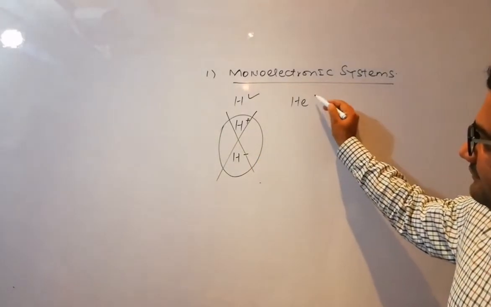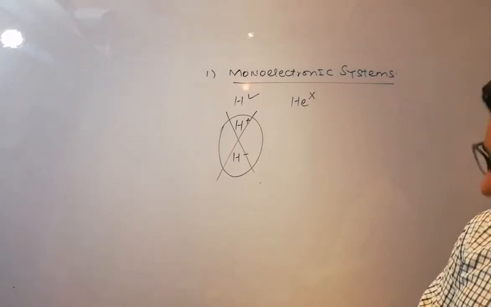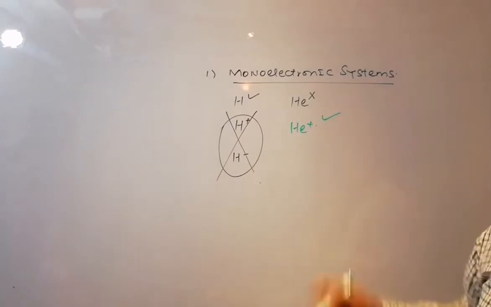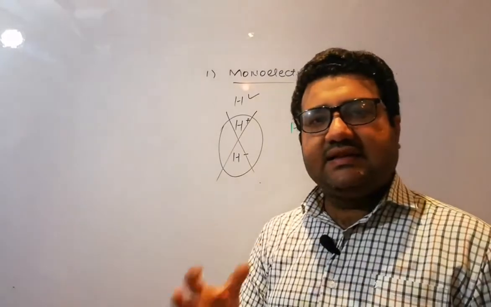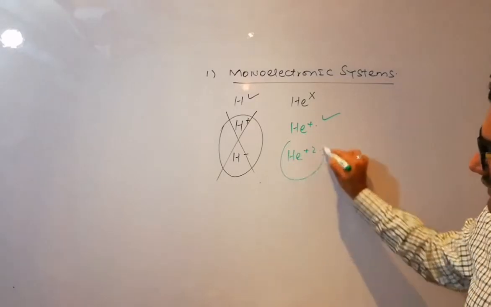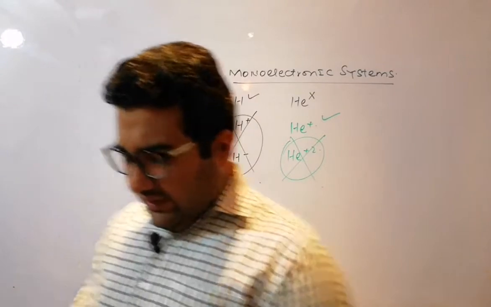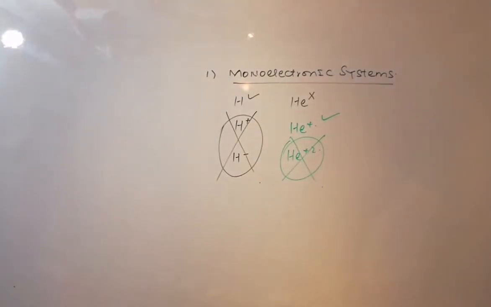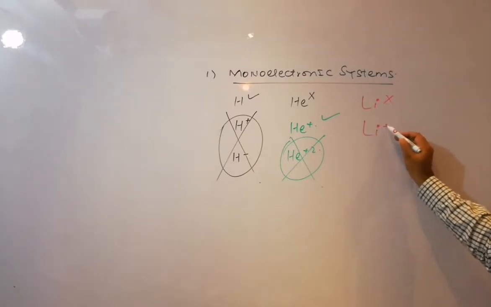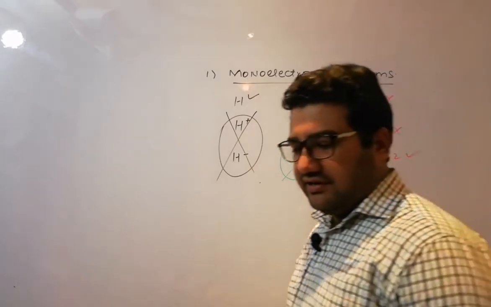What about helium? No, because it is having two electrons. But what about helium positive? Yes, the Bohr model deals with it because it has only a single electron in it. But if you say He plus 2, alpha particles, these are not explained by Bohr's atomic model. Similarly, let me give you another example. What about lithium? Its atomic number is 3, it has 3 electrons, no. Lithium plus, no, because 2 electrons. Lithium plus 2, yes, because it has only 1 electron.